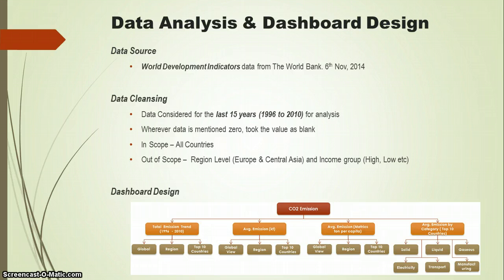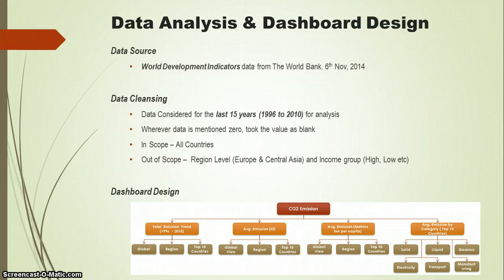We have covered all the countries, but the regional level for Europe and Central Asia as well as income groups are out of scope. So our dashboard design for CO2 emission consists of 4 parts. One is the total emission trend from 1996 to 2010, where we cover the global, regional as well as the top 10 countries' total emissions.